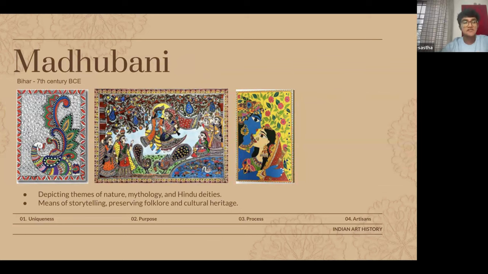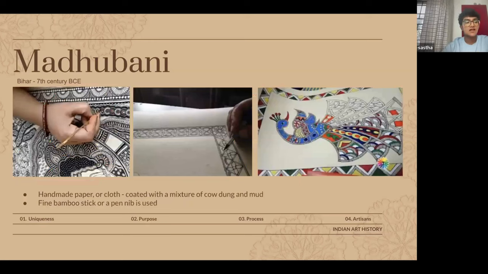The primary purpose of Madhubani paintings was to depict and celebrate important events and deities, invoking blessings and prosperity. Over time, these paintings have also been used as a means of storytelling, preserving folklore and cultural heritage. The themes of depiction include Hindu gods and goddesses, and scenes from nature such as peacocks, fish, and other animals and deities itself. The process of creating these art forms is strenuous.